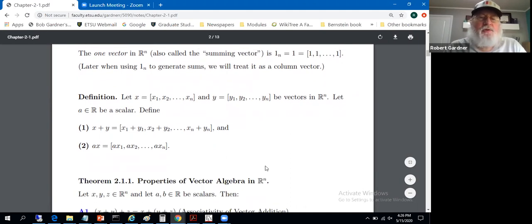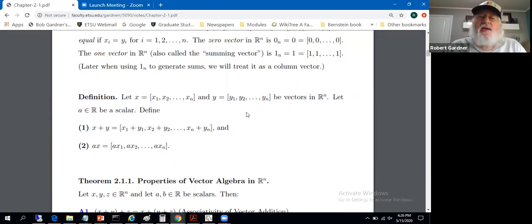Another definition, the things you do with vectors in Rn. Take vectors x and y with the usual type of subscripted components. Let A be a scalar. Define the vector sum x plus y to be the vector from Rn with first component x1 plus y1, second component x2 plus y2, and so forth. You add vectors component-wise.